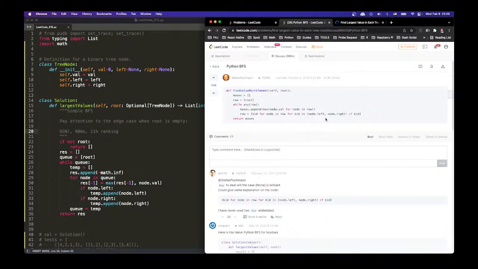Kid in node for node in row. Yeah, that's fine: for node in row and for kid in this, if kid, we put it. That's actually another way, a much easier way to do. Maybe you want to do it this way. While any row.